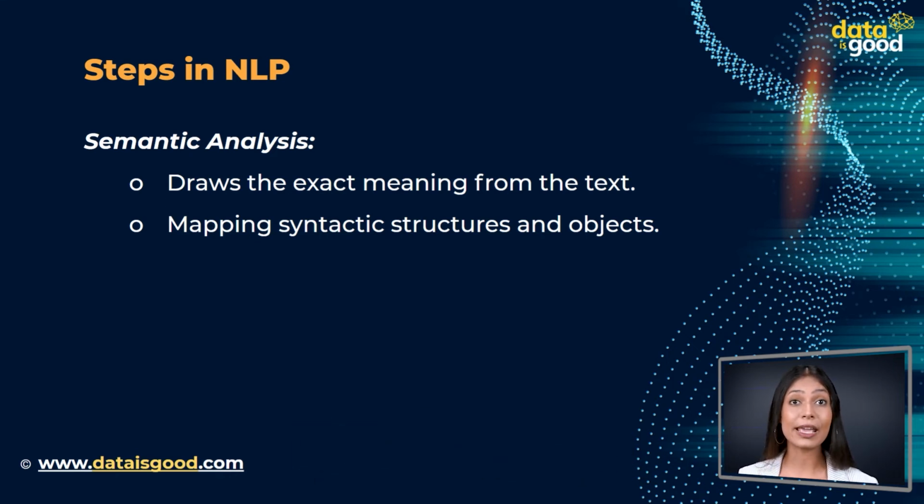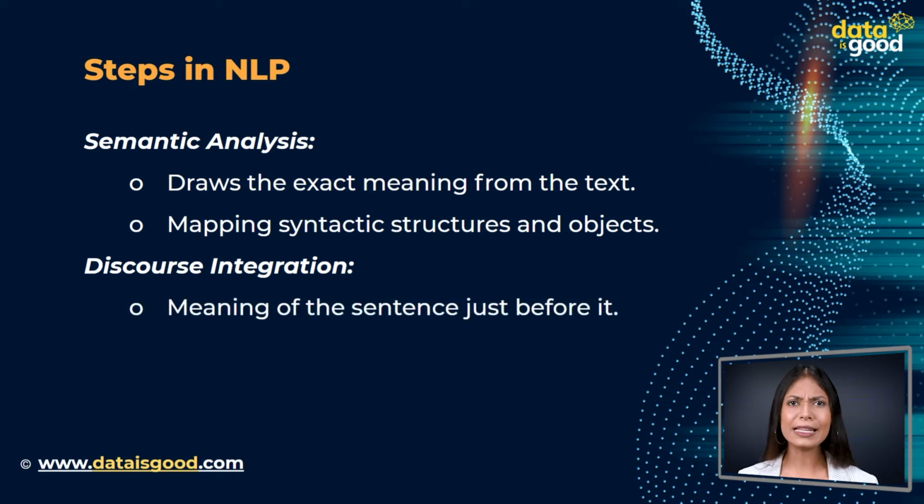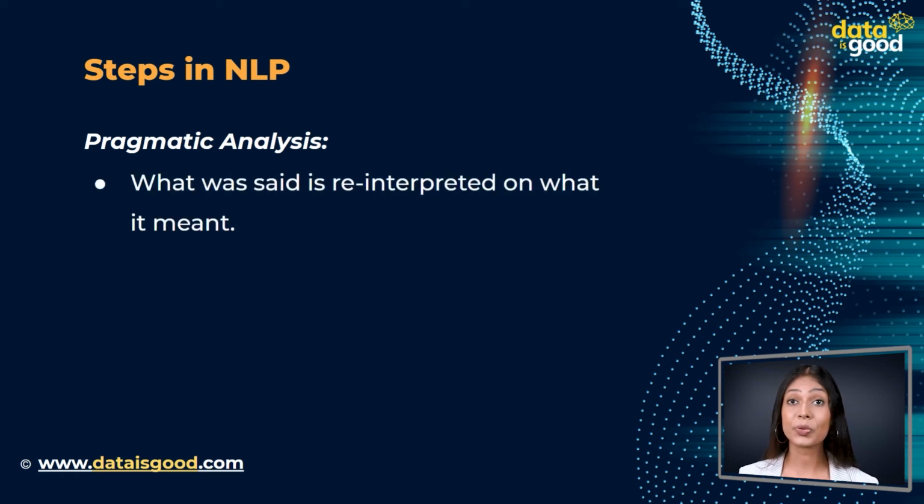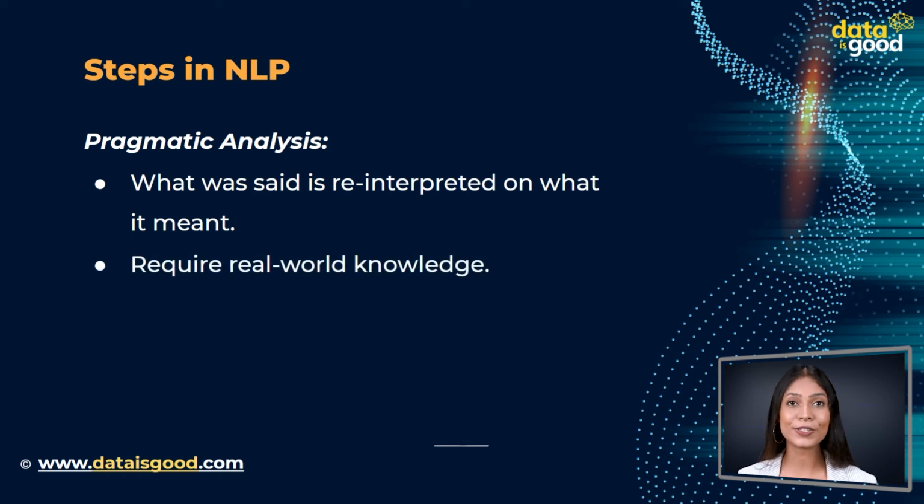The fourth step in NLP is discourse integration. The meaning of any sentence depends upon the meaning of the sentence just before it. In addition, it also brings about the meaning of an immediately succeeding sentence. The last step in NLP is pragmatic analysis. During this, what was said is reinterpreted on what it meant. It involves deriving those aspects of language which require real-world knowledge.